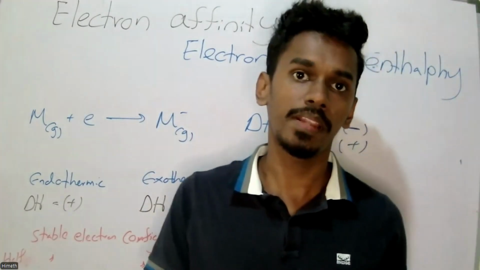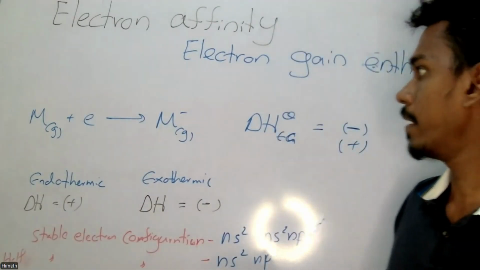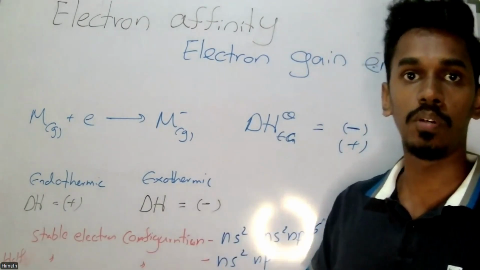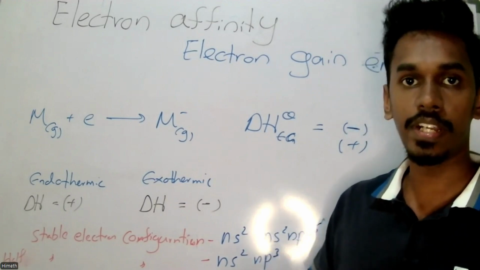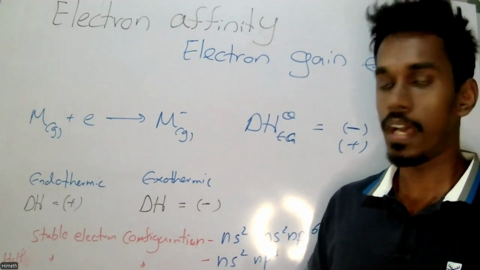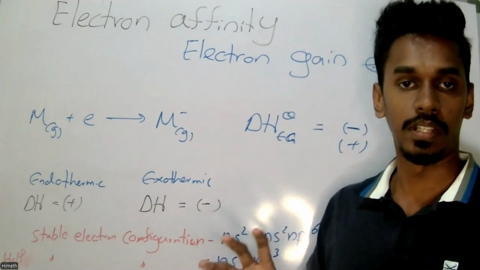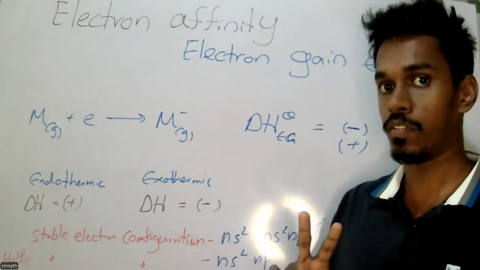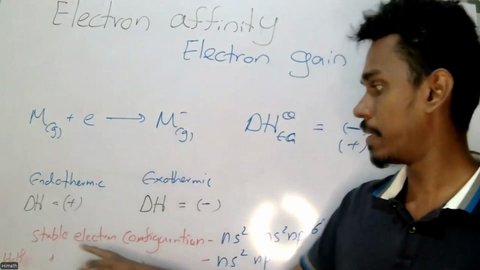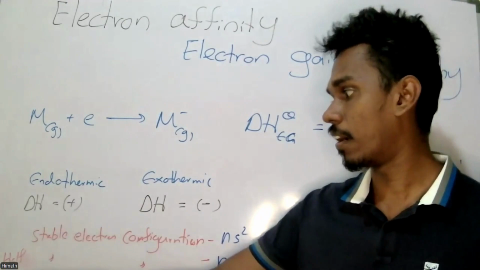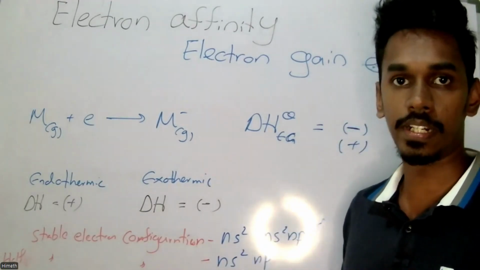So the electron gain enthalpy can be an endothermic or exothermic reaction. How do we explain whether electron gain enthalpy is exothermic or endothermic? We can explain that using the electron configurations of the atom. We know there are mainly two kinds: one is stable electron configuration and the other is half stable electron configuration.